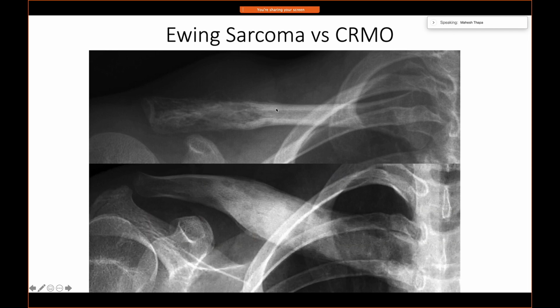There's a Codman's triangle. So if you see a clavicular lesion like this, and there's a history of maybe low-grade fever, maybe mild elevation of inflammatory markers, those criteria alone are enough to diagnose CRMO. So you wouldn't necessarily need a biopsy. So this is one of the classic lesions for CRMO. But I just want to contrast this with Ewing sarcoma, so you have a mental image in your mind to hang your hats on of what CRMO looks like versus what Ewing sarcoma looks like.